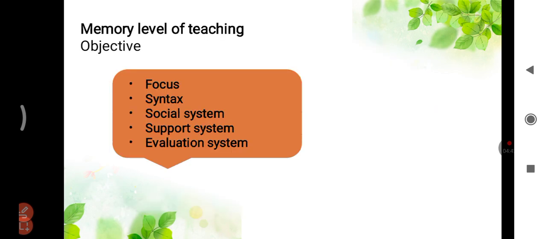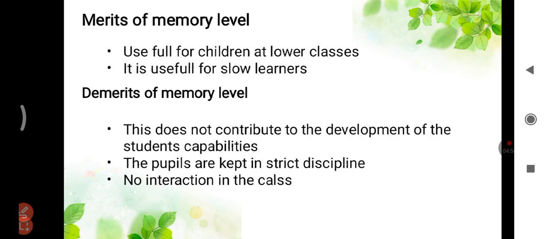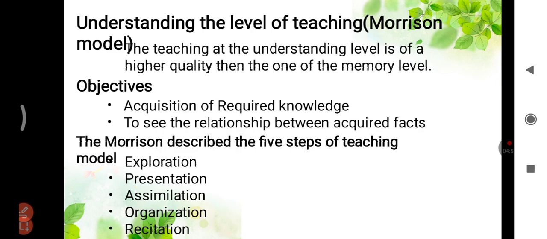The memory level of teaching: objectives, first of all, focus on the lesson plan or particular single lessons. The components are focus, syntax, social system, support system, evaluation system. Then merits and demerits of the memory level. Then the next heading is the understanding level of teaching.